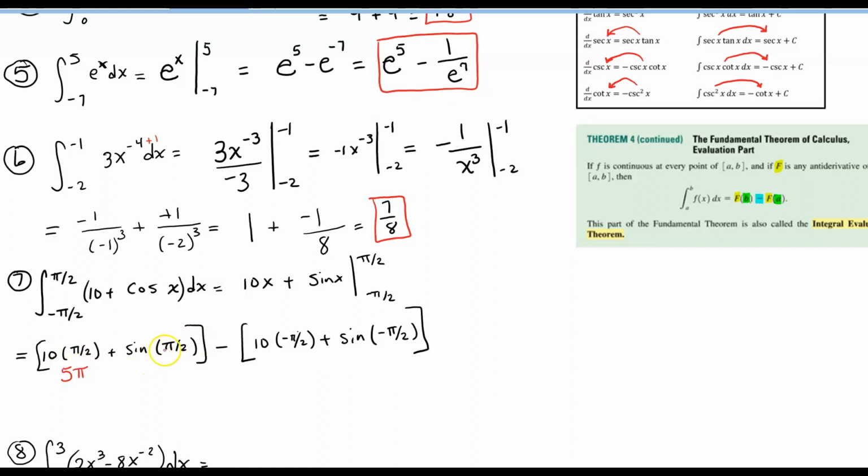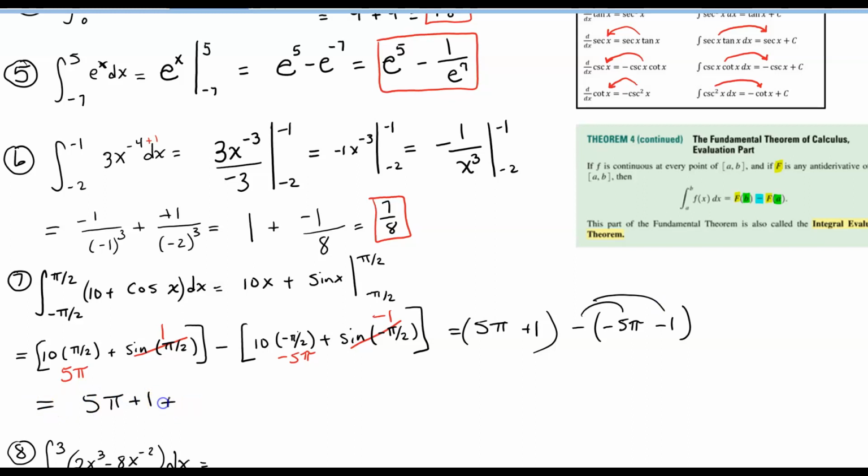Sine of pi over 2 is a positive 1. This one right here gives me a negative 5 pi. And sine of negative pi over 2 is a negative 1. Okay? So I end up with something that looks like this. 5 pi plus 1 minus negative 5 pi minus 1, and I can distribute that negative sign. I end up getting 5 pi plus 1 plus 5 pi plus 1, which ends up giving me a 10 pi plus 2.